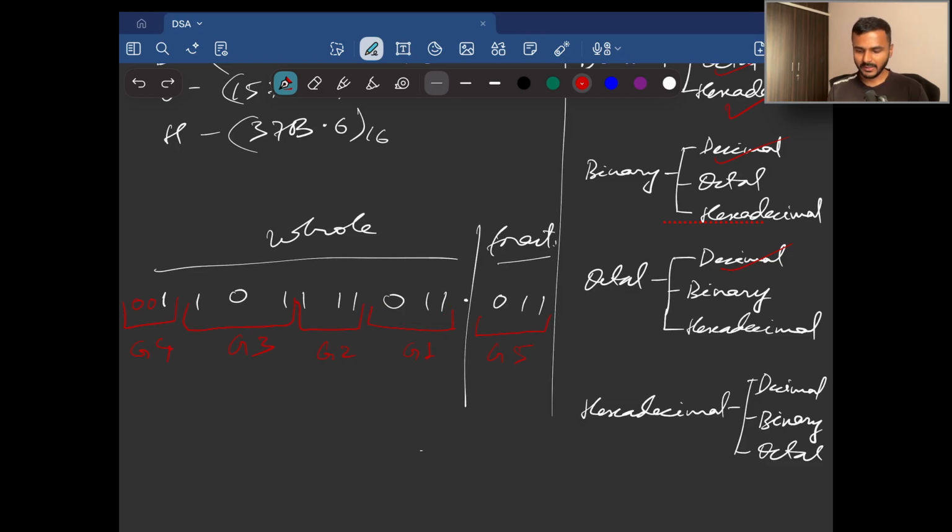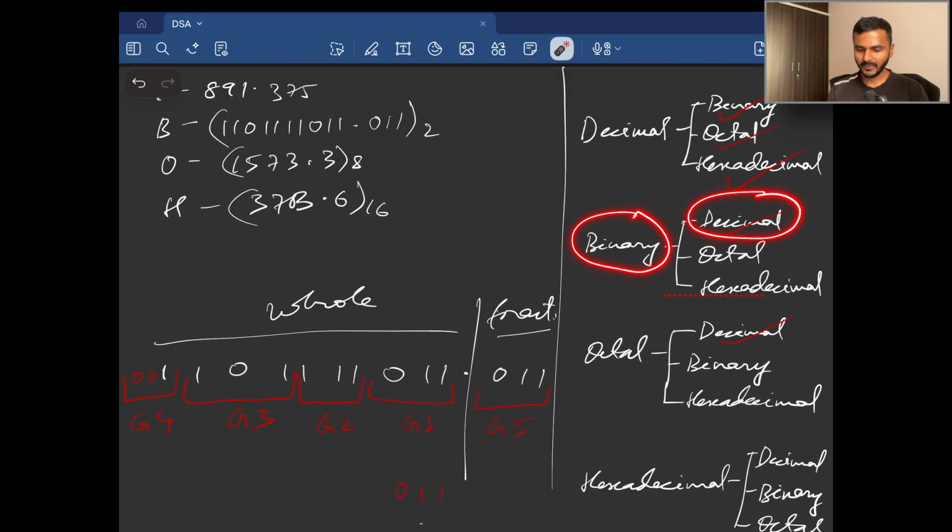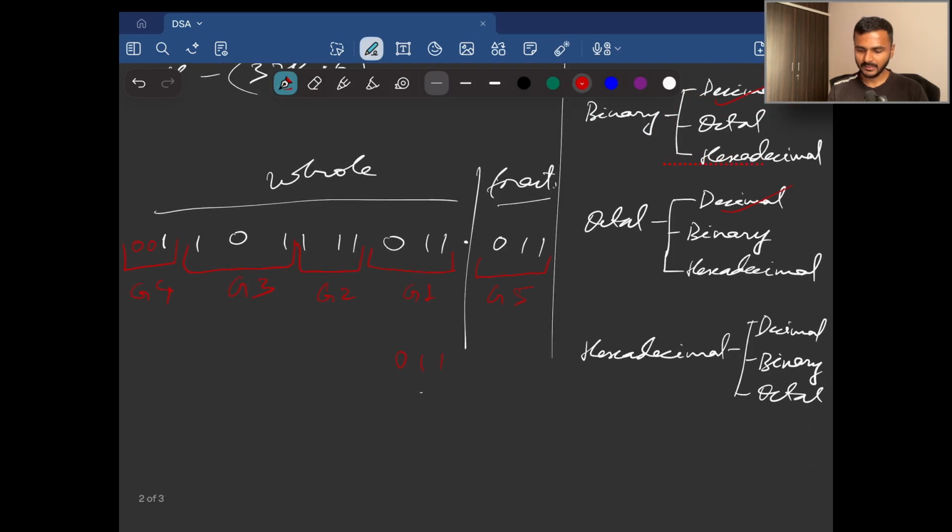So, when we convert 011 to decimal, what do we do? We have already discussed how to convert binary to decimal. Following the same process, the positional value here will be 2 to the power 0, and for this will be 2 to the power 1. If we add them up, we end up with 3. So what we are going to do next is put 3 over here.